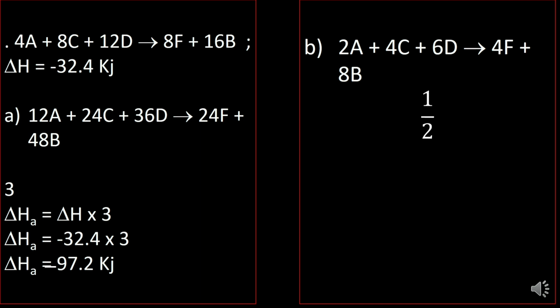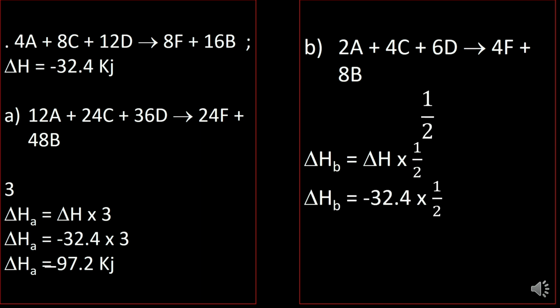So the enthalpy change is the enthalpy change of the general equation over 2. This gives us the enthalpy change of B equal to minus 32.4 times 1 over 2, which is minus 16.2 kJ. Don't forget your unit and don't forget the minus sign. The minus sign has an importance in that question.